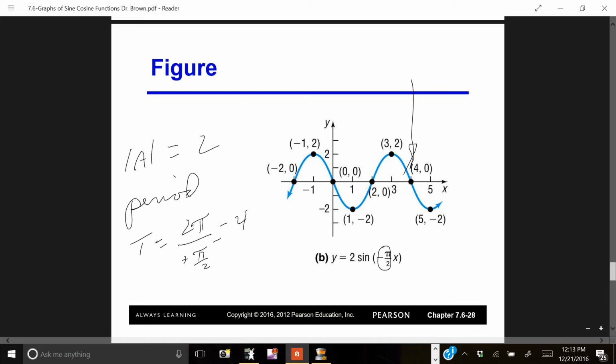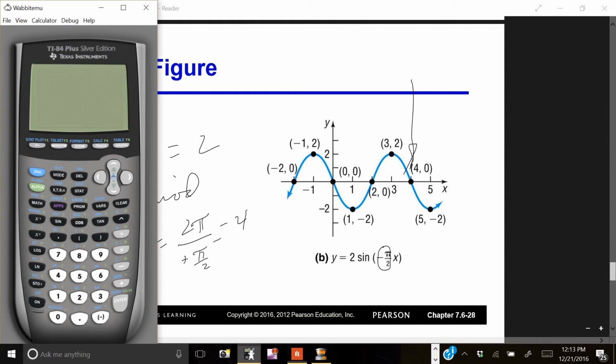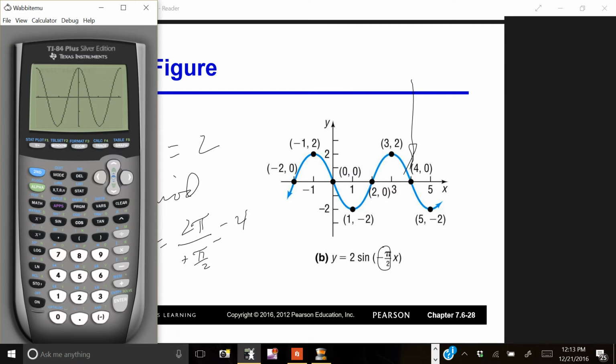Let's put this in your calculator. Remember, the period is 4. Put it in our calculator, and plug in 2 sine of minus pi divided by 2.